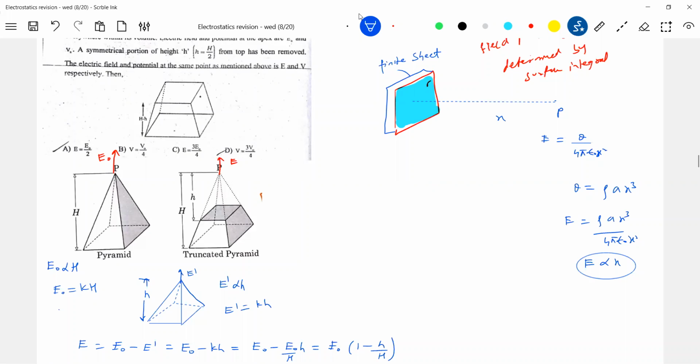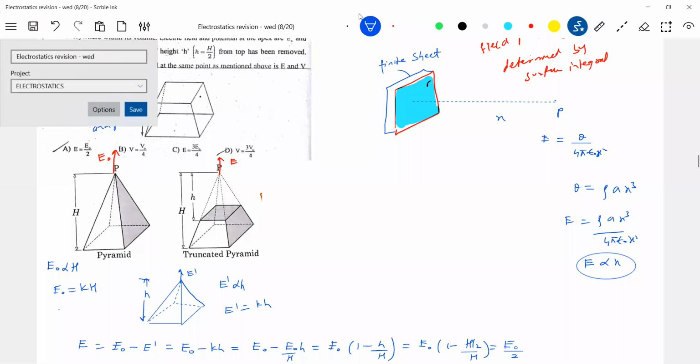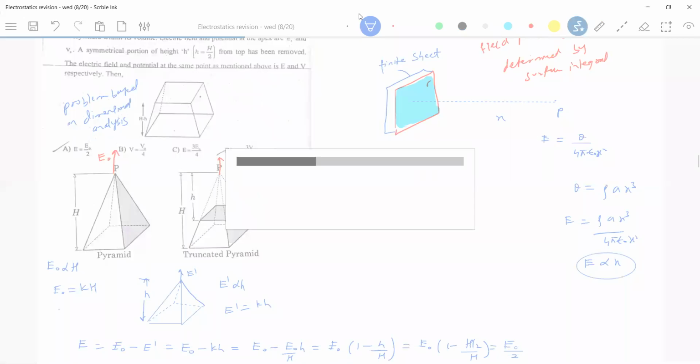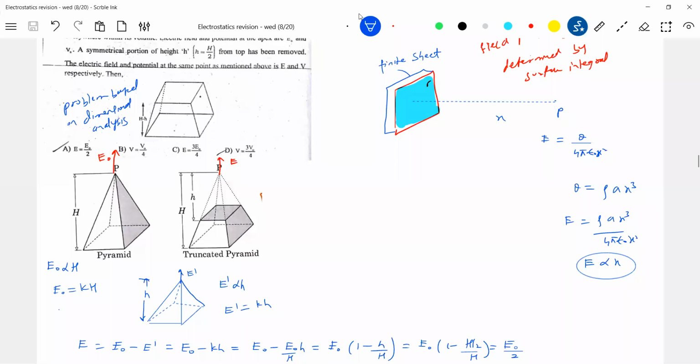So how much is H? H is equal to small h by 2. So E is E naught by 2, based on dimension analysis. We do have plenty of numericals which are based on dimension analysis only, something structured. Other than ring and disk, if you get square plates, pyramid, rectangle plate, it is better to use dimension analysis only. Got it?